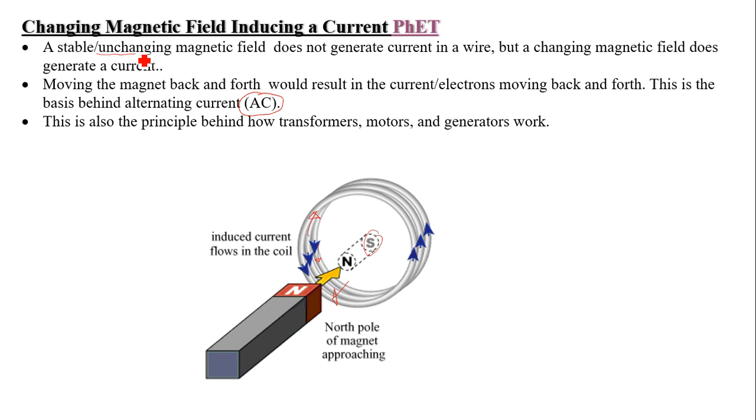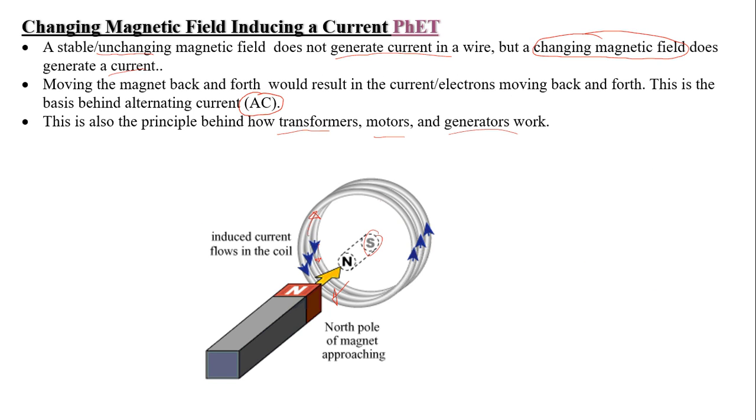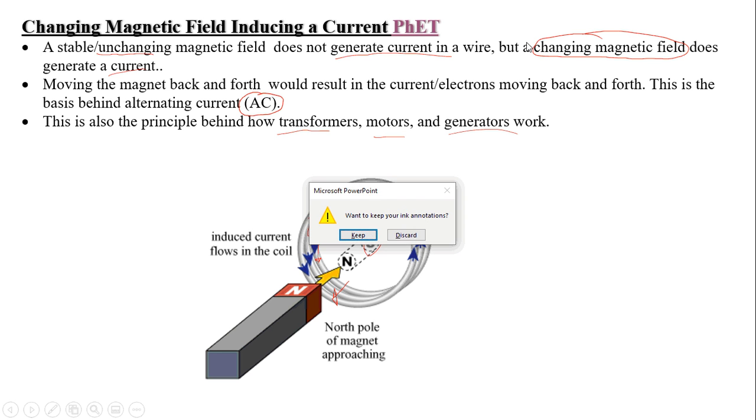Again, a stable or unchanging magnetic field does not generate current in the wire. You have to be changing that magnetic field in order to generate, induce, or create a current. So this is also the principle behind how transformers work, how motors work, and how generators work as well. I do want to go back to that previous animation just to show you the basic principle behind electromagnets and how electromagnets work.